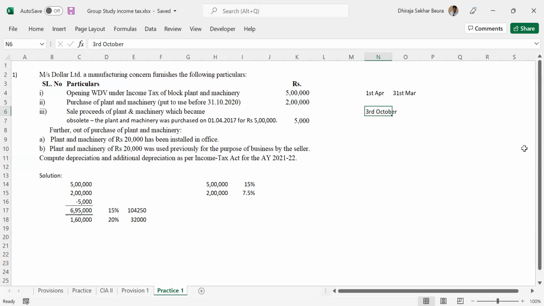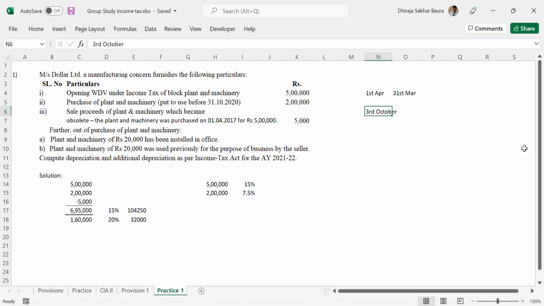Let's make it very simple. Let's go by full depreciation only. So the put to use has happened before 3rd October, so full depreciation. That means we don't have to do any half or anything. As we have already calculated the closing WDV, which came to 6,95,000, on that we will apply the percentage straightforward, which is 15% for plant and machinery, which comes to 1,04,250 as the depreciation. Any questions up until now?